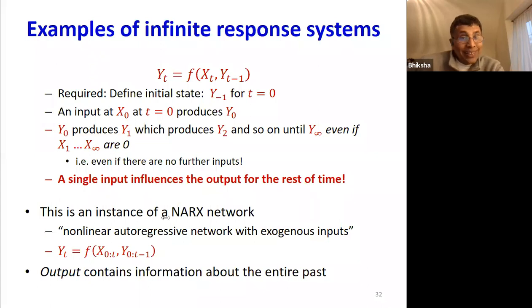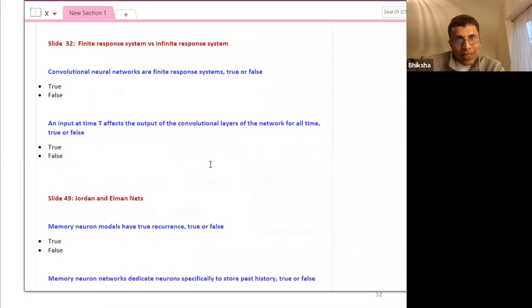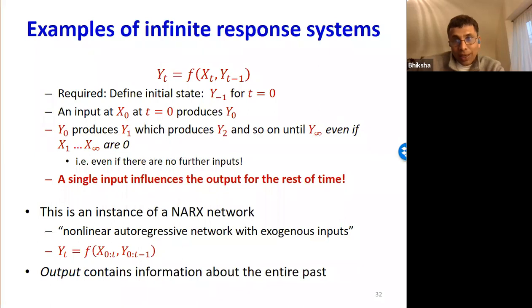Right, stop it. Okay, this is the poll for those who can't see it. Convolutional neural networks are not infinite response systems. A TDNN, as we saw, is a finite response system. And so for CNNs, an input at any time affects the output only for some time, the width of the analysis, the scanning MLP. After that, it no longer affects the output. So convolutional networks are not infinite response systems. What we want is infinite memory.